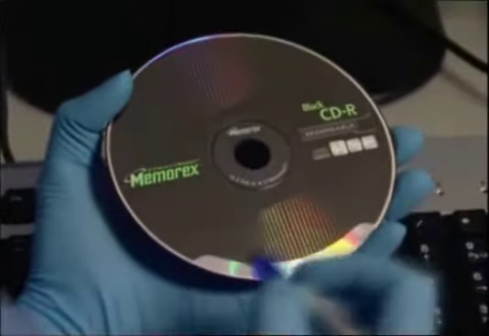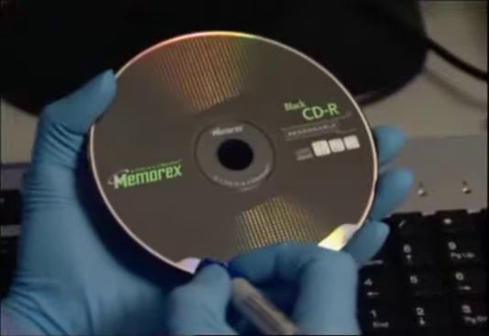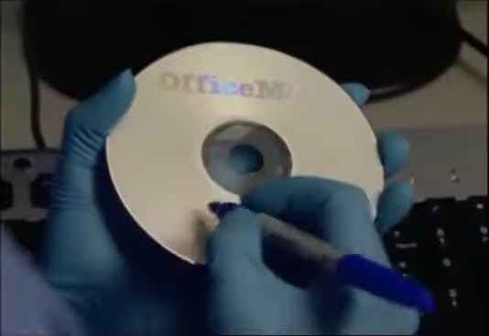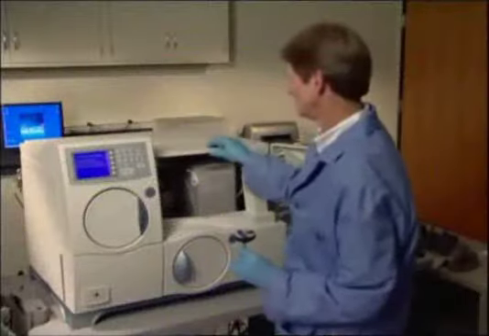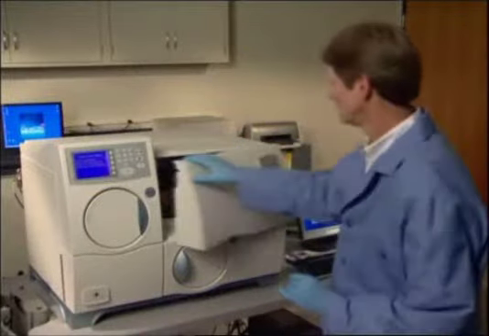Check the disc for cumulative recording and remove, label, and replace it when it is full. Using a CD-RW allows the data to overwrite. Data should be backed up daily. This occurs automatically, usually at 1 a.m., if configured in the workstation software. Use a CD-R. Close the doors when you are finished.